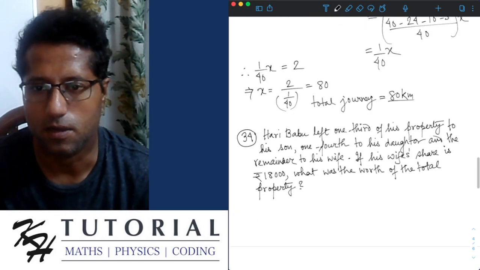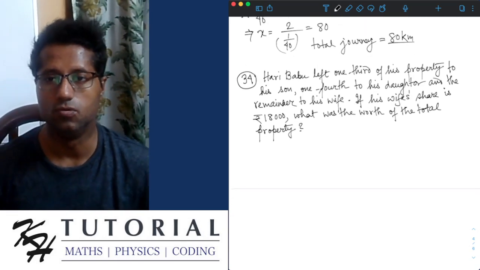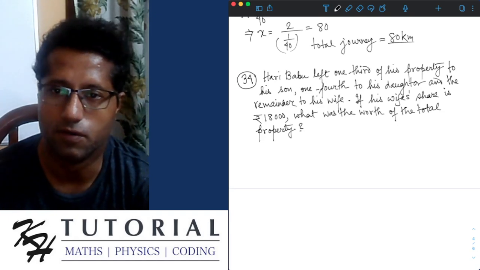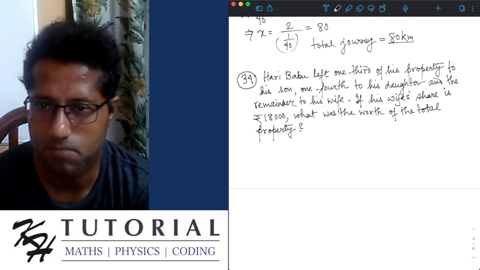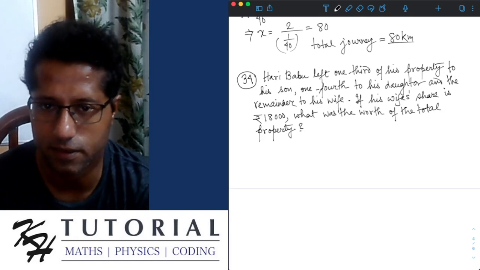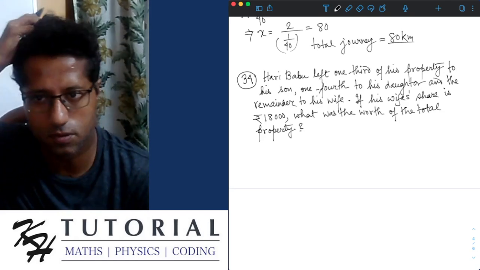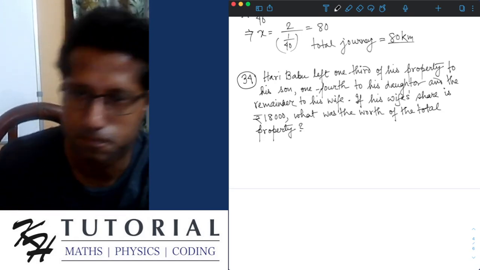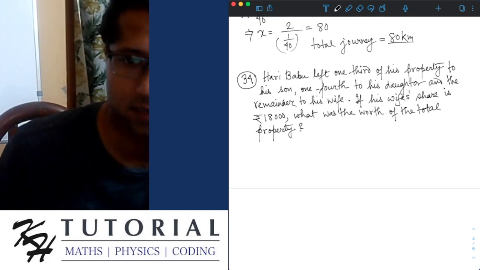Okay, let's see problem number 34. It says that Hari Babu left 1/3 of his property to his son, 1/4 to his daughter, and the remaining to his wife. If his wife's share is 18,000, what was the worth of the total property? Okay, so as usual we will assume that the worth of the total property is x, because that is the quantity that the problem is asking to find.